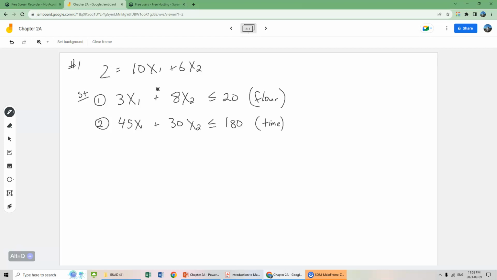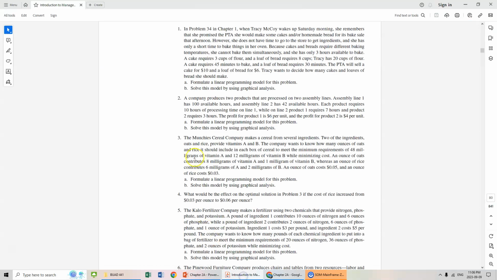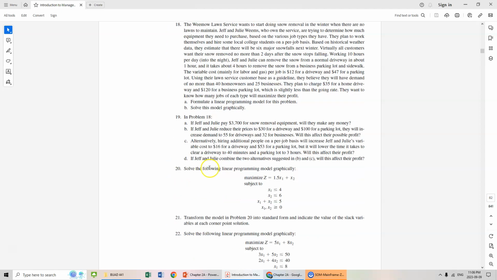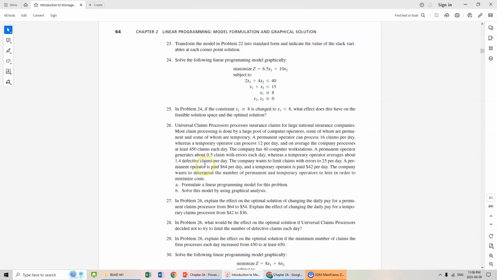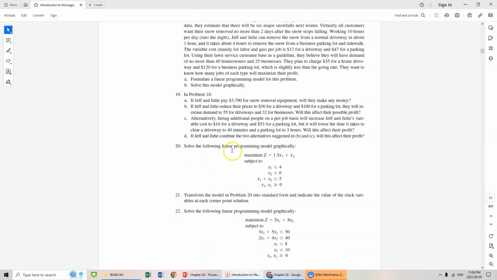So solve this. I will produce the next video that will go over some of these answers. So let's take a look at question 20. We'll go back to the course notes. Question 20 lists it out rather nicely, on page 63. Solve the following linear programming model graphically. Maximize z = 1.5x1 + x2, subject to 3 constraints, and the 4th, non-negativity constraint.